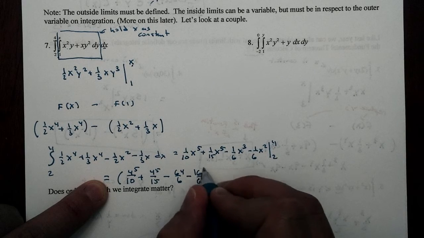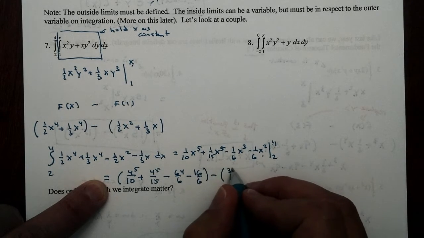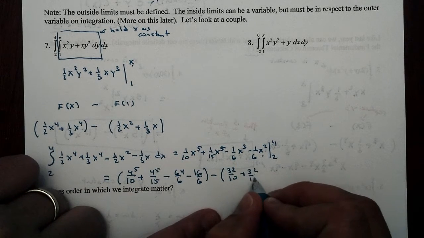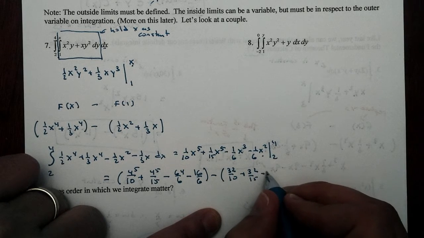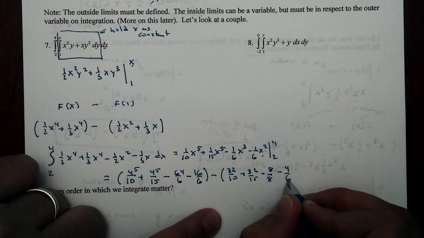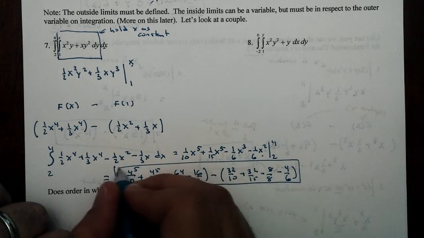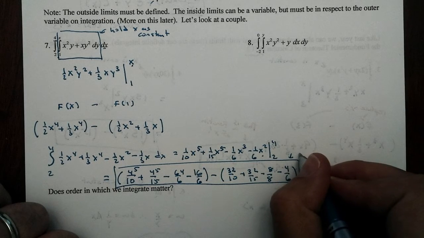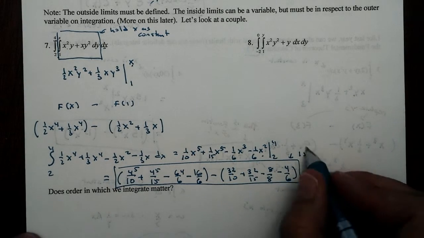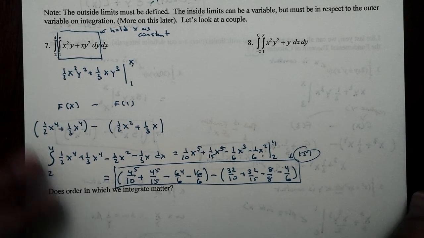Then we've got to plug in the 2. 2 to the 5th, we should know that's just 32 over 10 plus 32 over 15 minus 8 over 6 minus 4 over 6. And leave it alone. If you want to get bored, I think that becomes 151 or something like that, if you want to simplify that. All right. Fun times, huh?